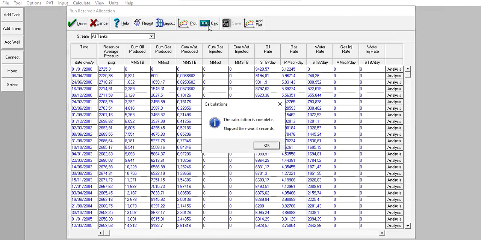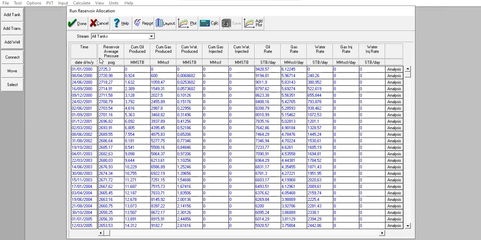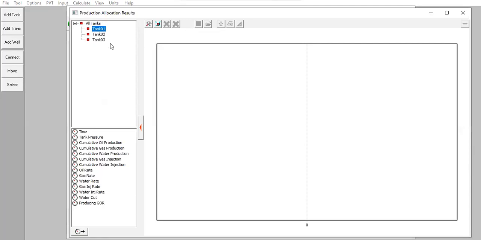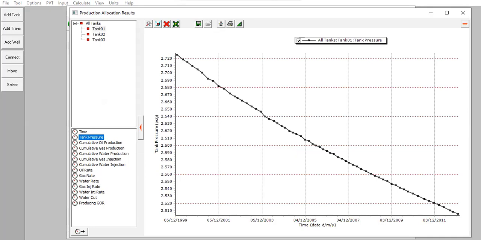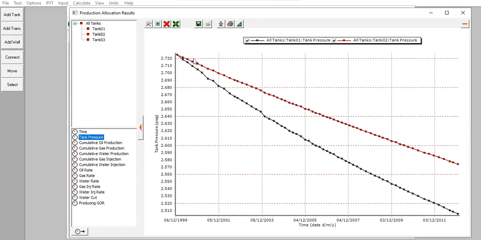All right. You can see we have the time, the average reservoir pressure, cumulative oil produced, cumulative gas produced, cumulative water produced, and the calculated oil rate, gas rate, and water rate. We can create the plot. Tank one, let's see the tank pressure profile. Okay. Tank two. All right. Tank three.